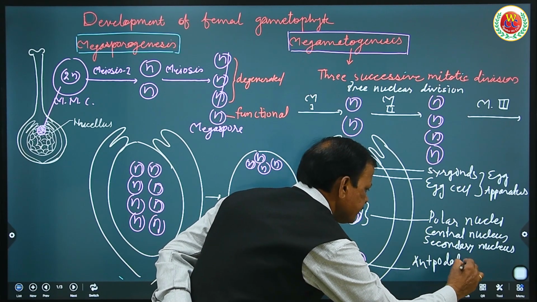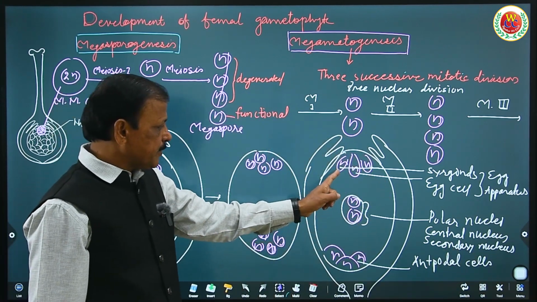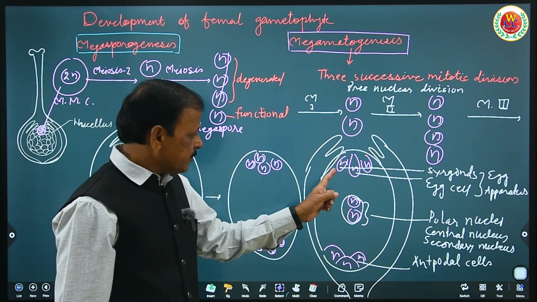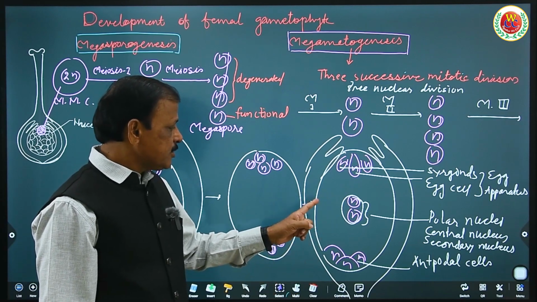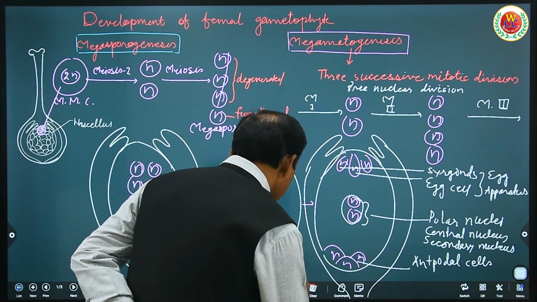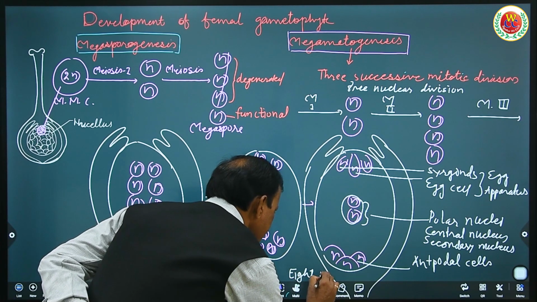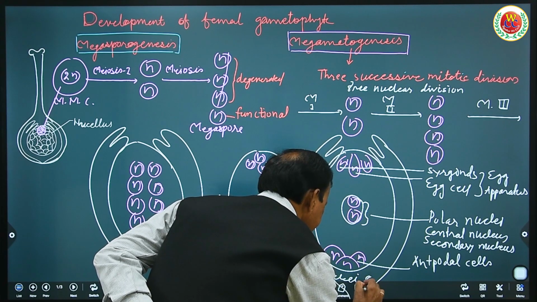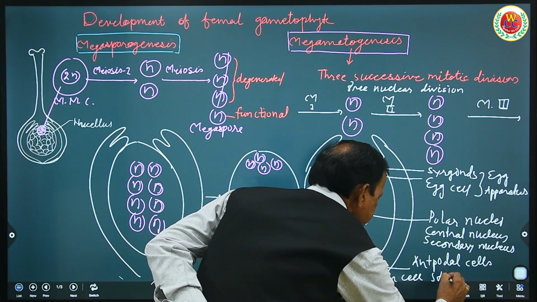antipodal cells. Now this is the complete development of the female gametophyte with all these 8 nuclei and 7 cell stage, because 1, 2, 3, 4, 5, 6 and 7. This is called the 8 nuclei, 7 cell stage.